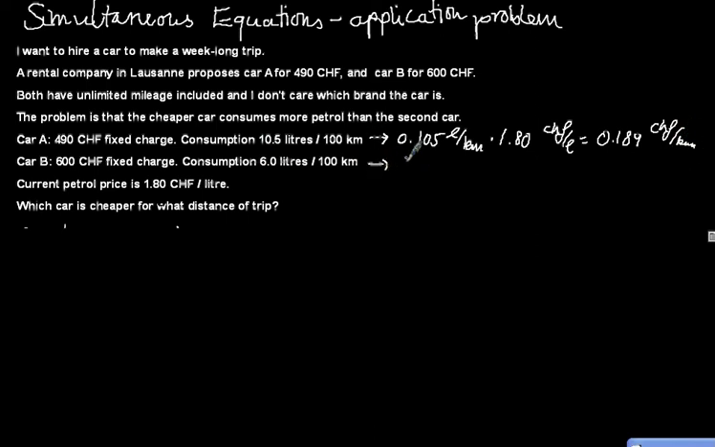And I'll repeat the operation for this. 6 litres per 100 kilometers is 0.06 litres per kilometer multiplied by 1 franc 80, and that is 0.108 francs per kilometer.